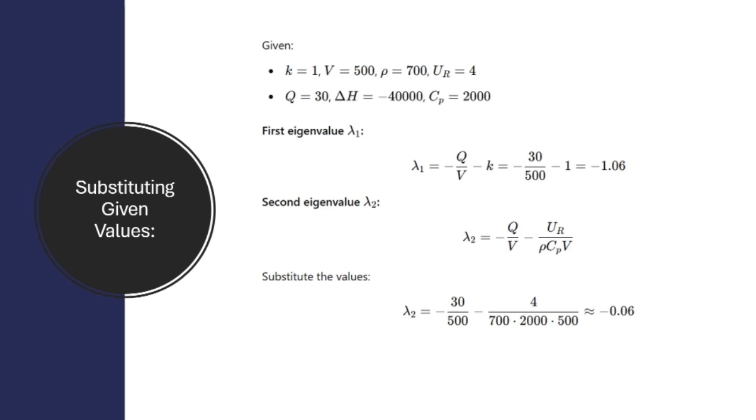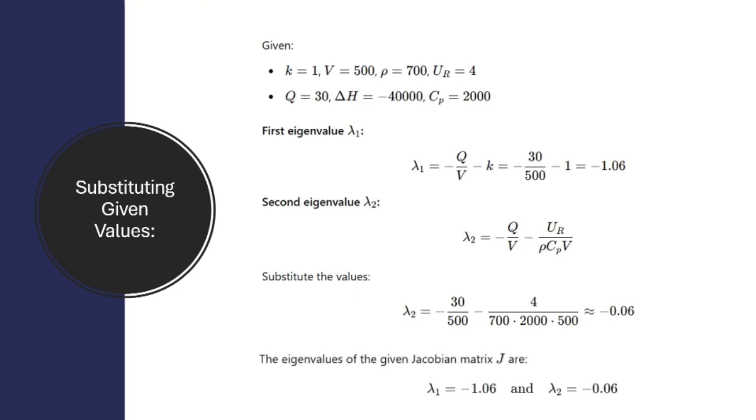And so, based on all these values, we can substitute Q with 30, V with 500, and K with 1. And so you'll get your first eigenvalue as negative 1.06. As for your second eigenvalue, after substituting all the values, that is 30, 500, 4, 700, 2000, and 500, you will get your second eigenvalue at very close to negative 0.06.